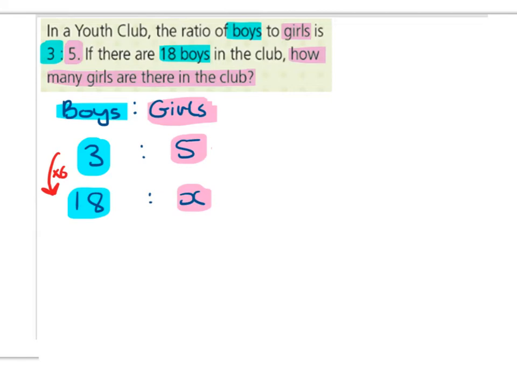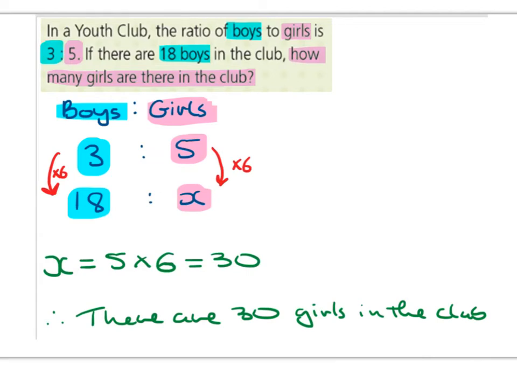So what we do to the left, we do to the right. So 5 multiplied by 6 will give us X. So X is equal to 5 times 6, which is 30. Therefore, there are 30 girls in the club.